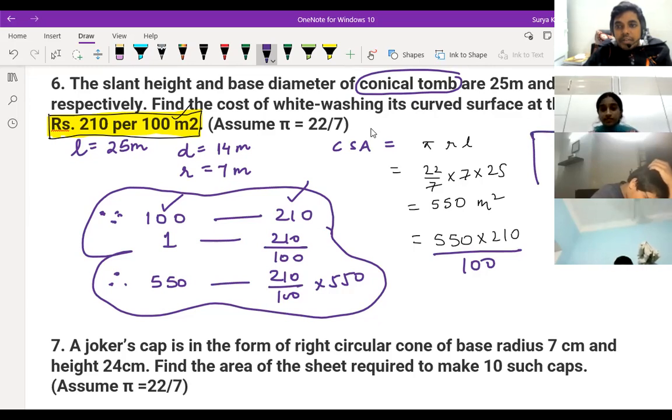If you want an easier method, make one box. Put 2 points over here. This side you write rupees. This side you write meter square. So for 210 rupees, the meter square is how much? 100 meter square. So how many rupees, X you take, for 550? In this way also you can do cross multiplication. Understood, children? You can write here X is equal to 550 into 210 divided by 100.